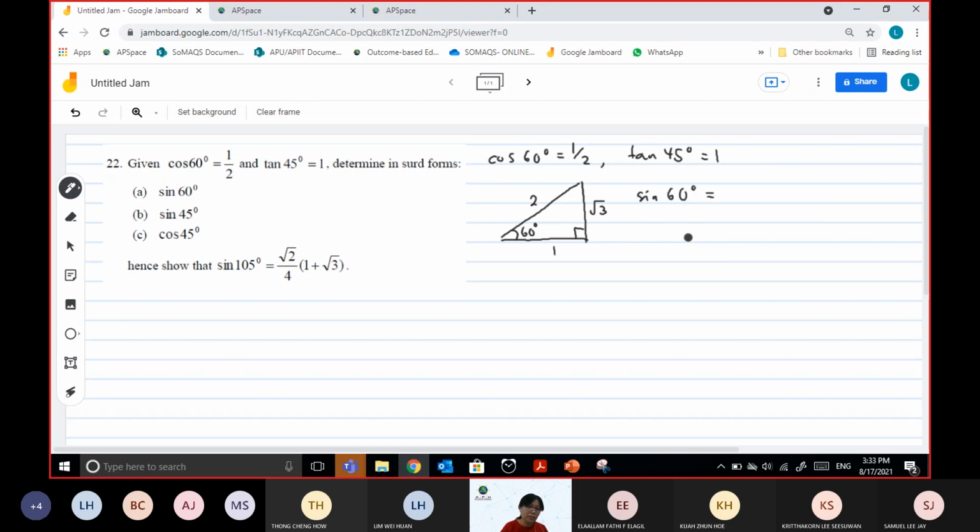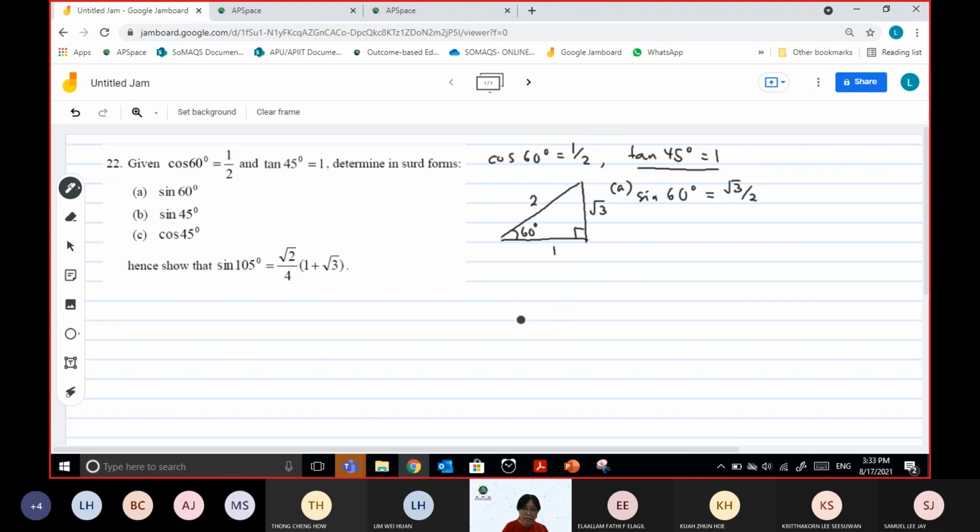According to this triangle, what is sine 60, students? Square root 3 over 2. Yes, square root of 3 over 2, according to the triangle. So that's how we get the answer for A. How about B and C? The way is the same, but this time we are going to use tangent 45.